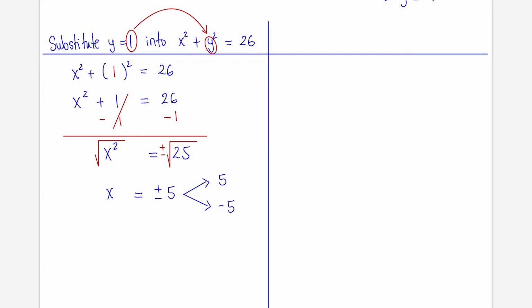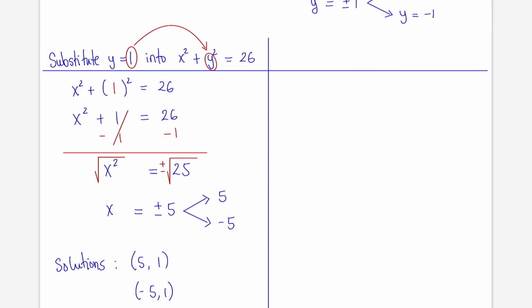So when y is equal to 1, x can be 5 or negative 5. That means for y equal to 1, I will get two ordered pairs. The first one is (5, 1), and the second one is (negative 5, 1). So when y is equal to 1, I have two solutions. Now I need to substitute y equal to negative 1 in here to find my other solutions.